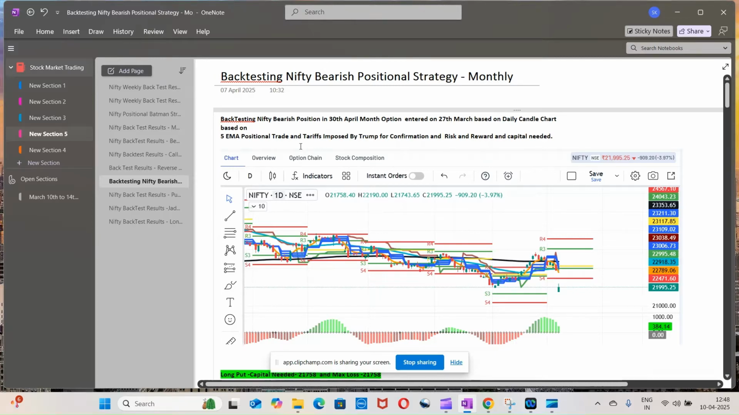Not only the entry and the confirmations, we will also discuss the risk and reward and the capital needed to deploy these positional strategies. Just a disclaimer: positional strategies carry risk in terms of theta decay. So when there is momentum in the market, or you expect huge momentum that surpasses the theta decay, you need to deploy these strategies. And when your view is directional, then you need to deploy these strategies.